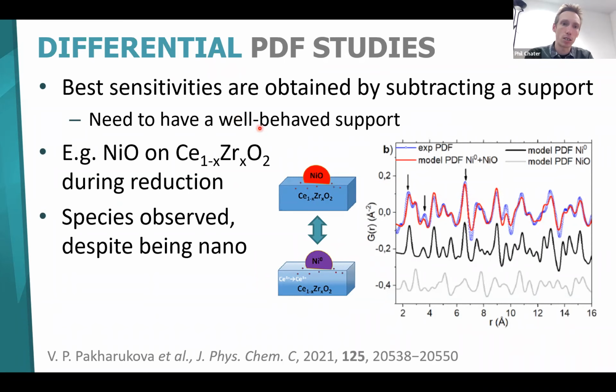Here's an example of exactly that, where there was a study looking at the reduction of nickel oxide on a ceria support. They're able to subtract out the support because it was not doing much from a structural point of view during the reduction. And they're able to see species of this nickel oxide go into nickel metal. These were species that weren't readily identifiable from Bragg data because they're nanoparticulate. But in the PDF, they're easily able to pick out these different features from nanoparticulate nickel metal and nickel oxide.